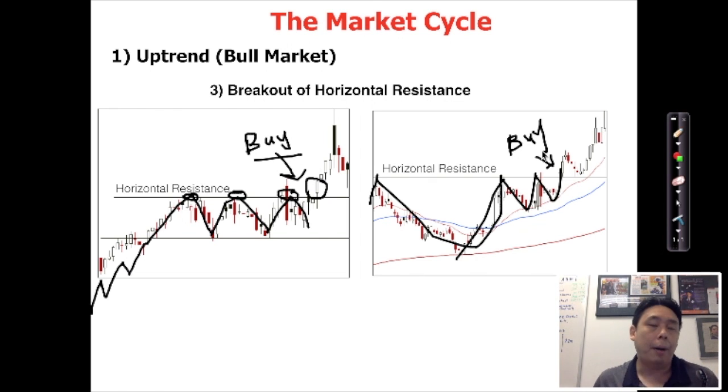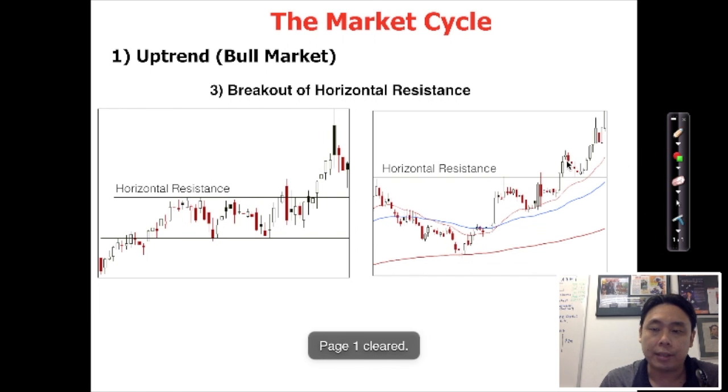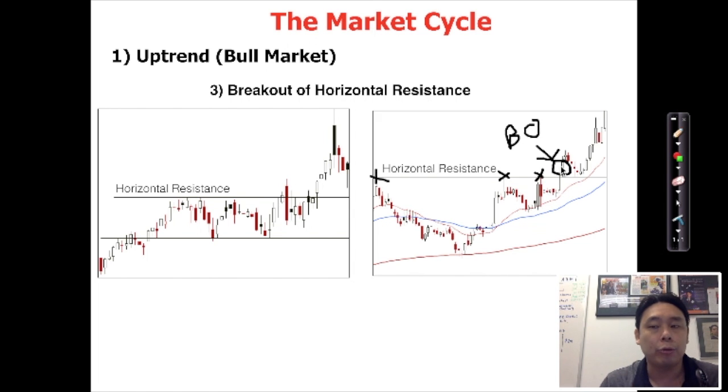Okay, so you can buy on the breakout of the resistance, or you can buy the pullback to the resistance support line. Sometimes after the price breaks out, this is called a breakout because it breaks out of this resistance level, as you can see. So you could buy on the breakout, or after it breaks out, you wait for it to pull back to test this support. Because after a breakout of resistance, the resistance becomes support.